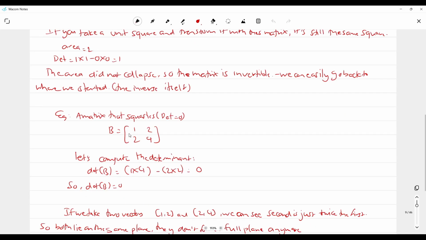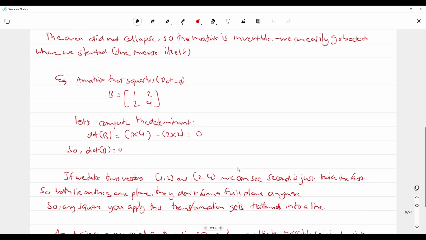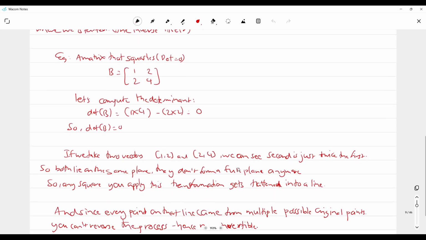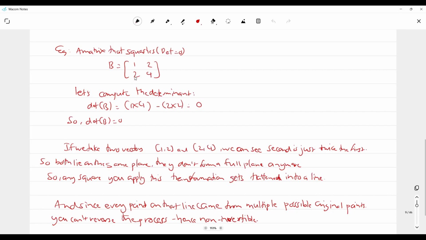We'll take another example B. If we compute the same value for B here, we get the value as 0. Now what does that mean geometrically? So if you take two column vectors, the first column vector 1 and 2 and the second column vector 2 and 4, you'll notice that the second column vector is just twice the first.